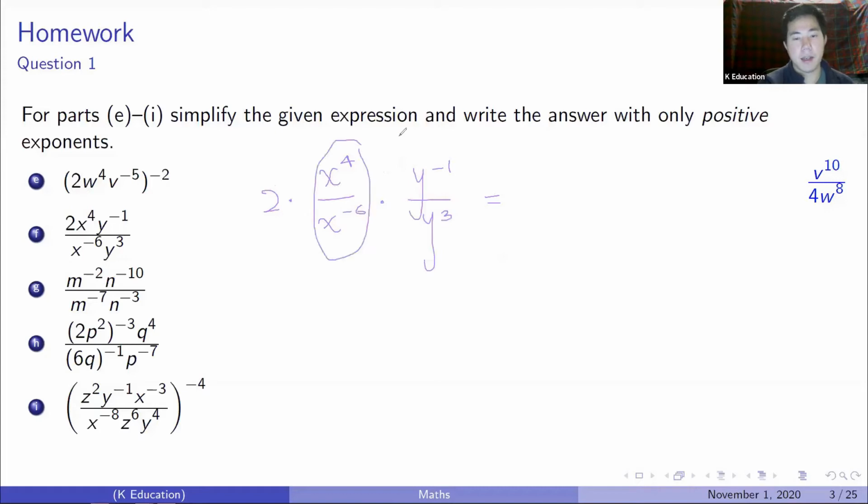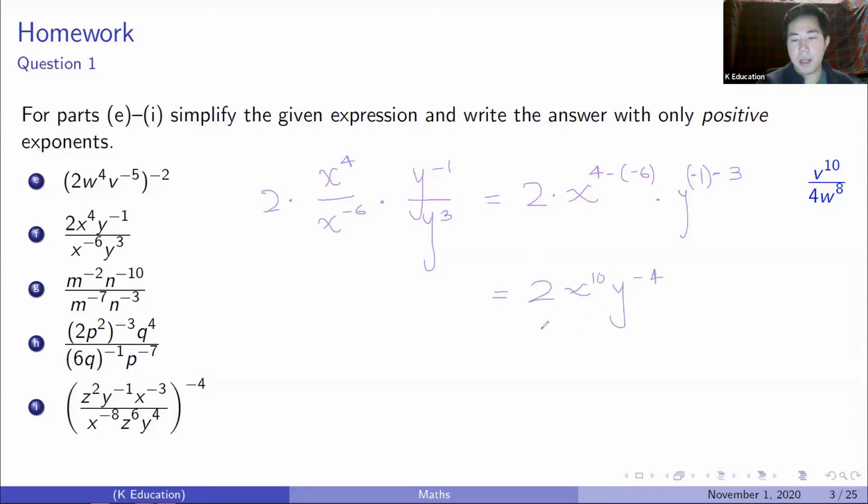Now, from what I just said, I know that I need to subtract the powers, but I have to be careful with the minus signs, right? So it's gonna be x to the power 4 minus 6, times y to the power minus 1 minus 3. And this minus 1 is just from the minus 1. So then it becomes 2x to the power of 10, y to the power minus 4.